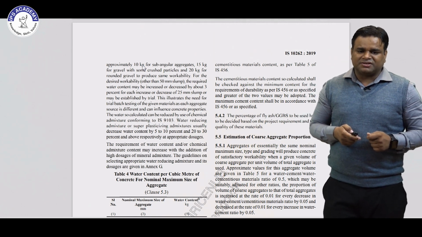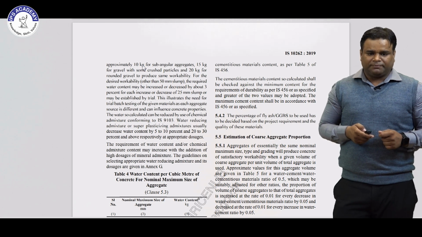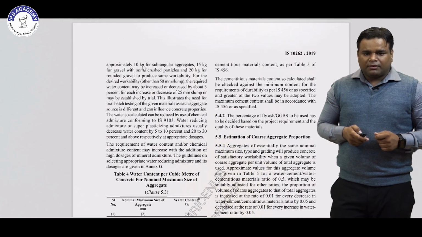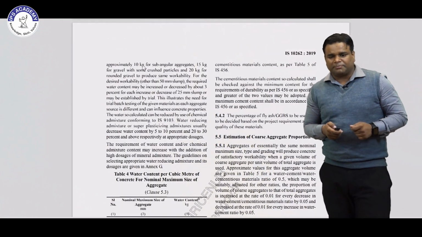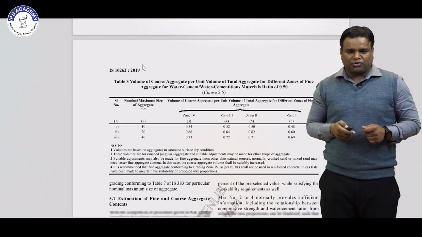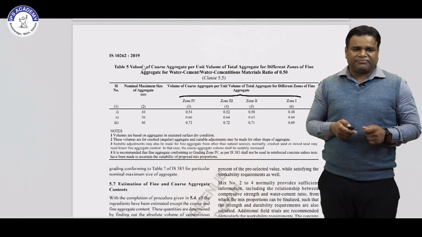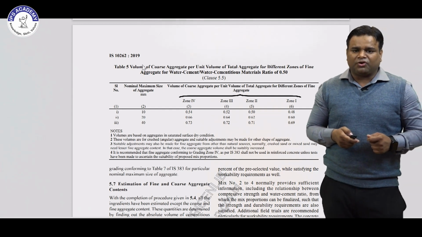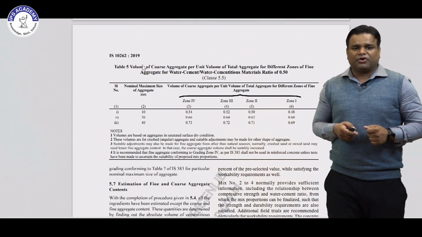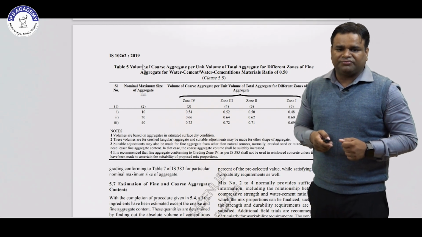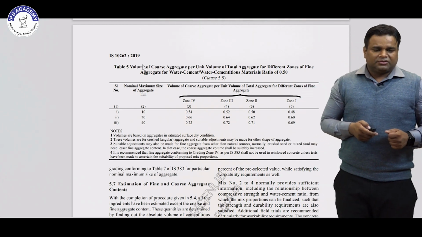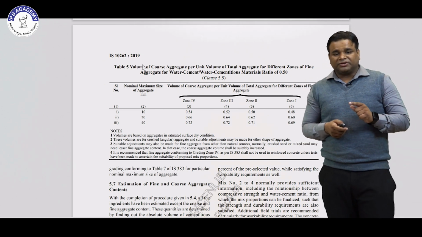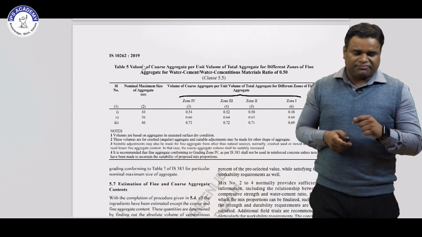Then the next point is estimation of aggregate proportion. For aggregate proportion, it is in table number 4, just like we have seen in table number 5: the volume of coarse aggregate per unit of total aggregate for different zones of fine aggregate for a water cement ratio of 0.5. So this table is for a 0.5 water cement ratio for the different zones of the fine aggregate.